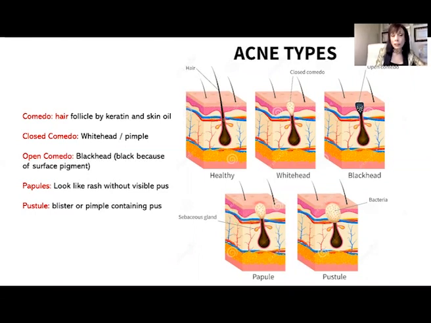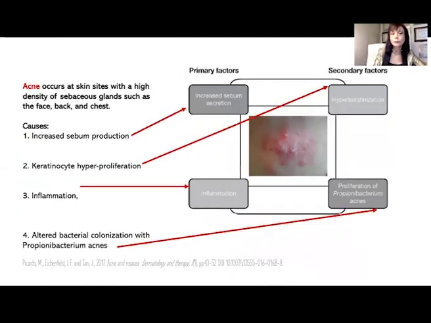A comedo is a hair follicle blocked by keratin and skin oil mixed together. Whiteheads and pimples are the closed comedos, and open comedos are the blackheads. Acne occurs at skin sites of high density of sebaceous glands, such as the face, back, and chest. There is increased sebum production, keratinocyte hyperproliferation. Inflammation is a very important part of acne, along with altered bacterial colonization with Propionibacterium acnes.